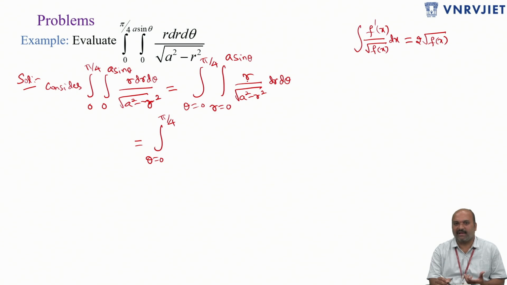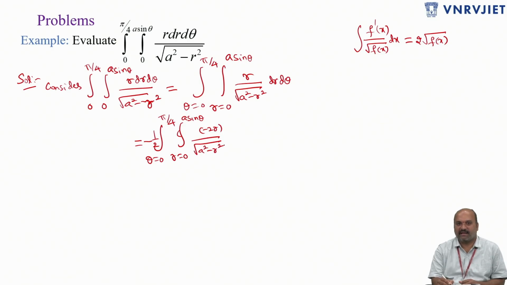Minus 2 we can introduce. Multiplying and dividing with minus 2, I am writing minus 1 by 2 outside, and r varies from 0 to a sine theta. It is minus 2r divided by root over a square minus r square into dr d theta. Now observe, this is clearly in the form f dash x by root f of x dx.